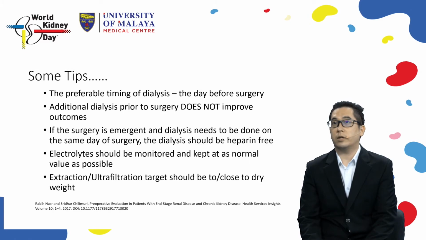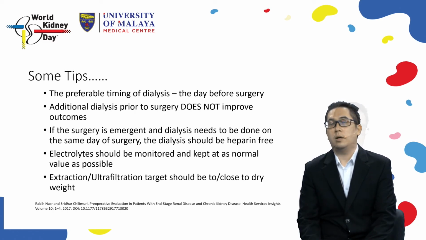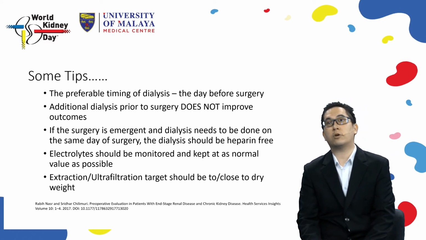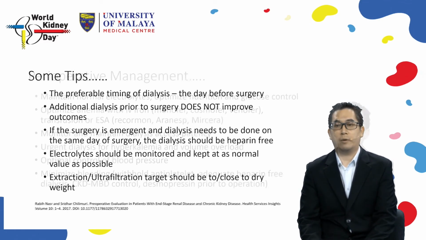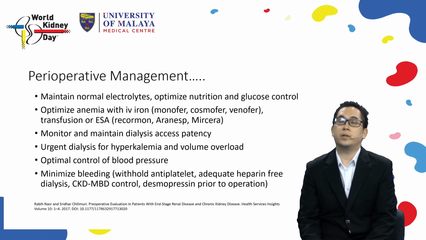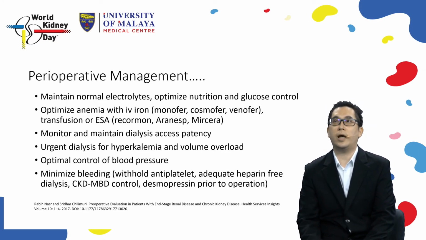We should monitor the electrolytes and try to keep them at as normal a value as possible. However, we all know that is sometimes not exactly possible. So, of course, at a level which the anesthetic doctor, surgeon, and the nephrologist are comfortable with, we can still proceed. How about extraction and ultrafiltration? That should be targeted to or close to the dry weight. For perioperative management, we try to maintain normal electrolytes, optimize nutrition, and glucose control.